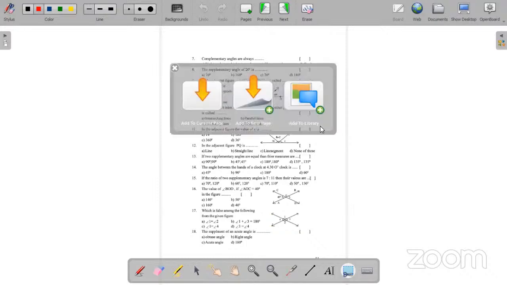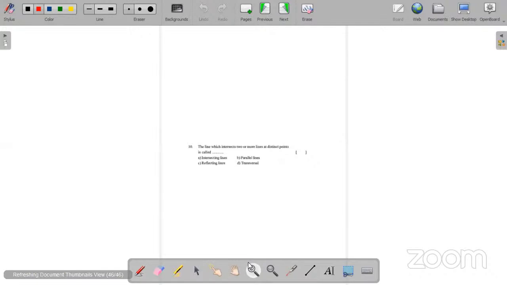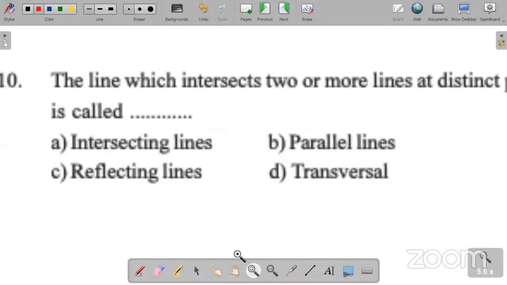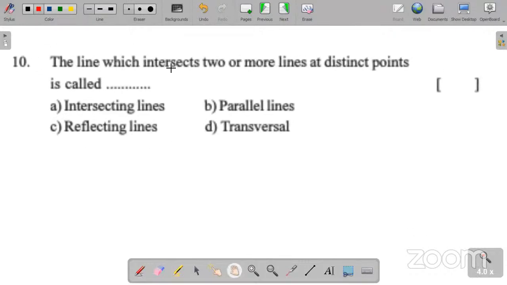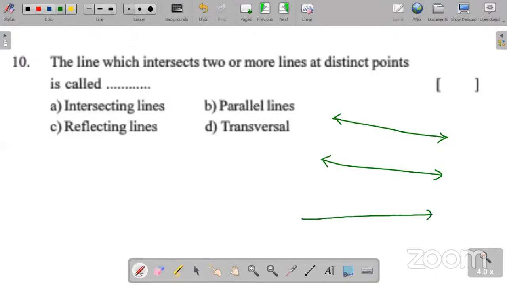Right. So one more concept based question. Okay, try to solve this one. The line which intersects two or more lines at a distinct point is called. I will draw the lines. For example, here is a line, here one more line and one more line. These three lines are intersected by another line. Now, what do we call this line?